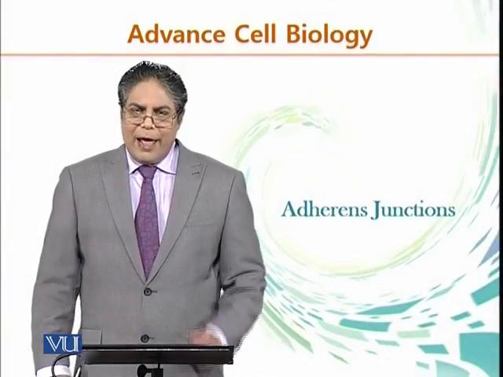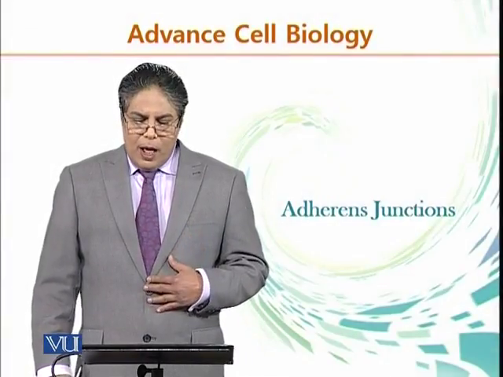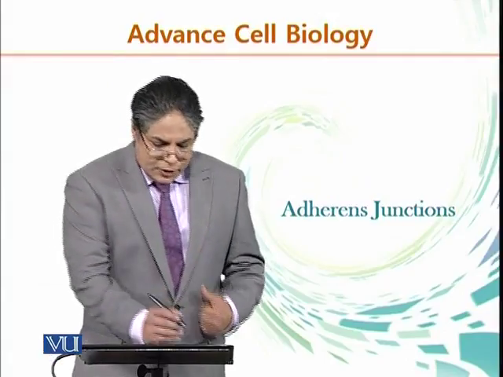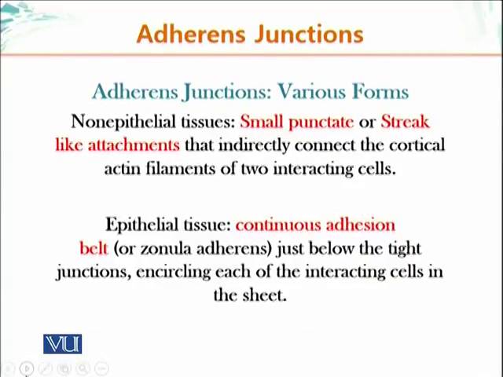The first type of anchoring junction we are going to talk about is adherent junctions. So let's start with that. Adherent junctions can have different forms. In non-epithelial cells, adherent junctions are in the form of small punctate or streak-like attachments that indirectly connect the cortical actin filaments of two interacting cells or two adjacent cells.